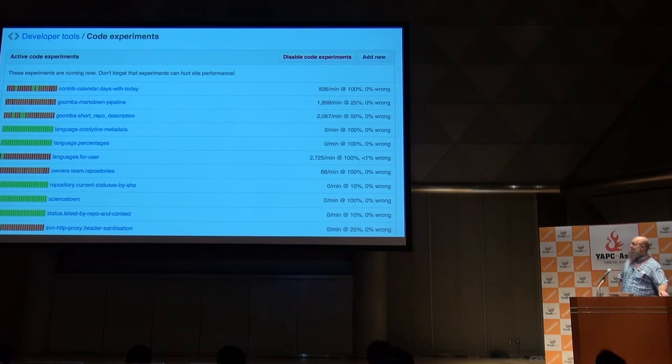We get a beautiful little set of results. For example, that top one there is contrib calendar days with today, was something about changing the GitHub contribution graph on your homepage to use different time zones or something. I wasn't actually involved. But we can see that the experiment is running 100% of the time, and it hasn't been wrong in the last 24 hours. You can see languages.forUser is wrong less than 1% of the time. But the red means it's a lot slower in this case. And that's another thing that we use science for a whole lot, is performance testing.